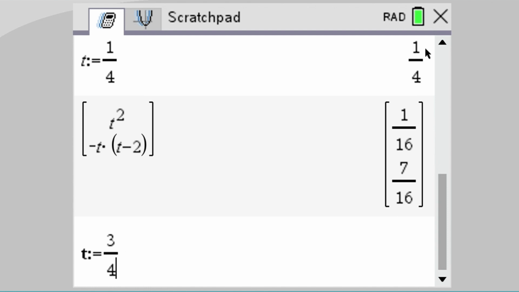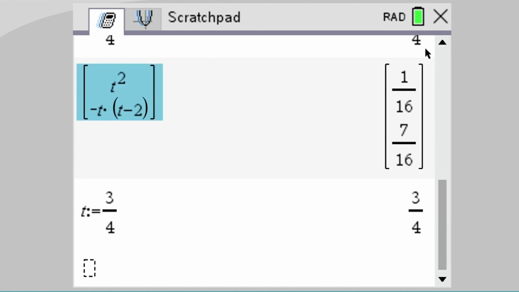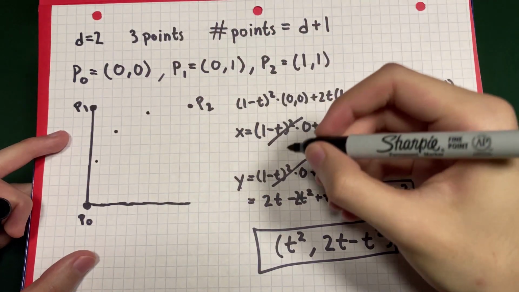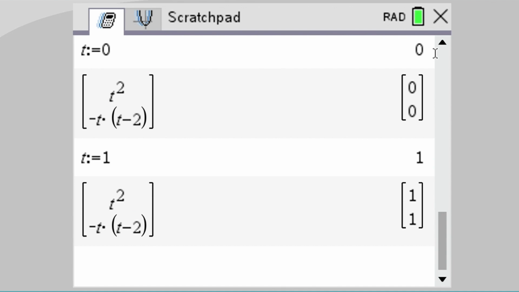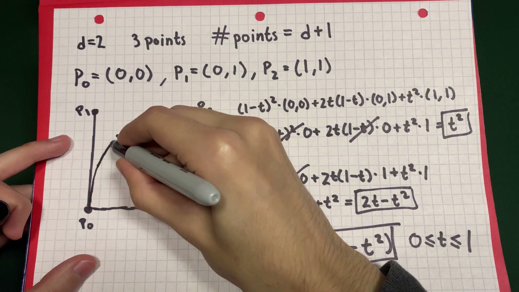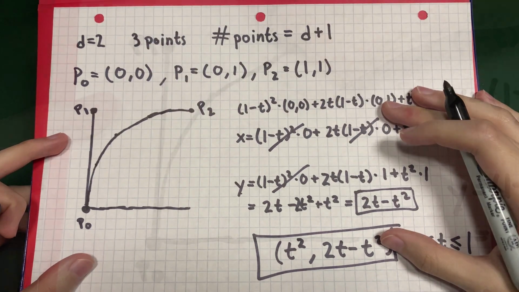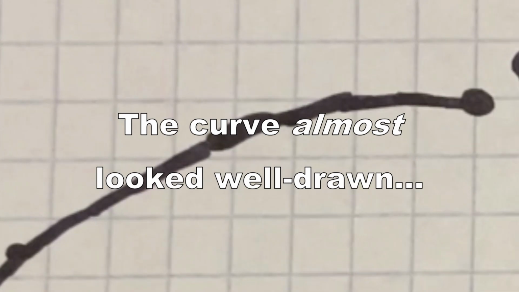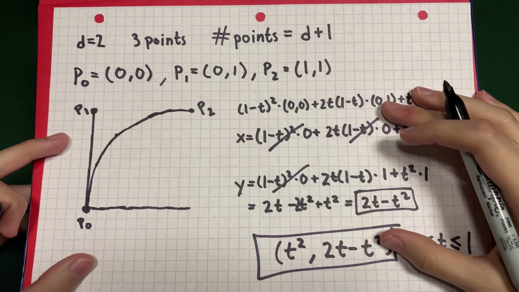And finally, we'll do 3 over 4, aka 0.75. That gives us 9 over 16, 15 over 16, which is pretty much right here. If you plug in 0, you just get the first point, and if you plug in 1, you get the last. So, if we connect the dots here, we get this curve. There you have it, computing Bezier curves using the sum of Bernstein polynomials.